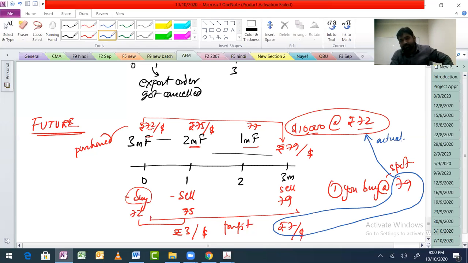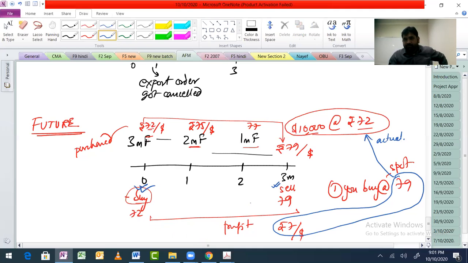You are buying from the market at 79. And in the future market, you are clearing the position. You are clearing the position, setting off. Fine. So here you have purchased, and now if I remove this sell from here, okay. So now you have purchased here, you are selling the contract here.